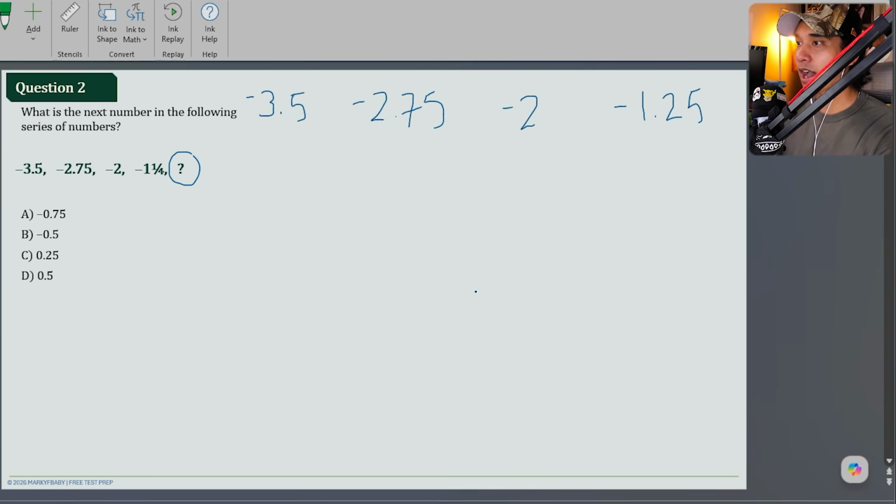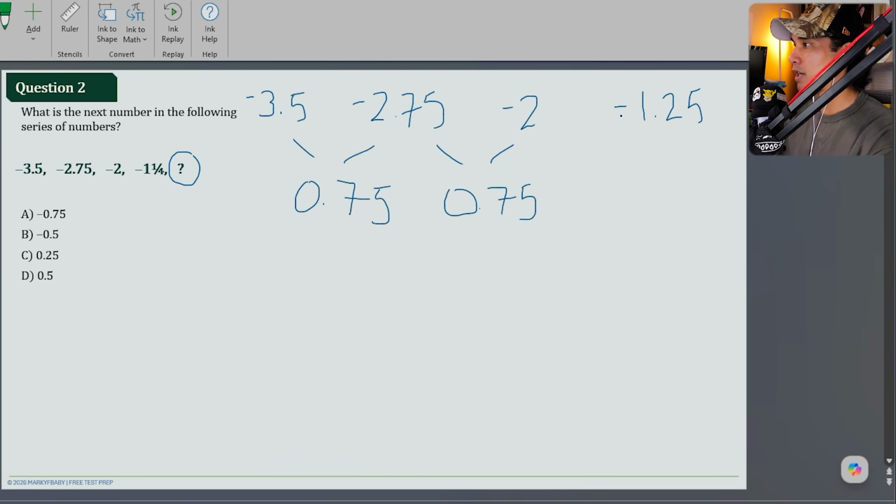1/2 is 0.5. 3/4, right? 3/4, that's 0.75. Okay? So negative 3.5 to negative 2.75. What happened here? Well, we went more positive by 0.75. Okay? And then from negative 2.75 to negative 2, what happened? Again, we went positive 0.75.